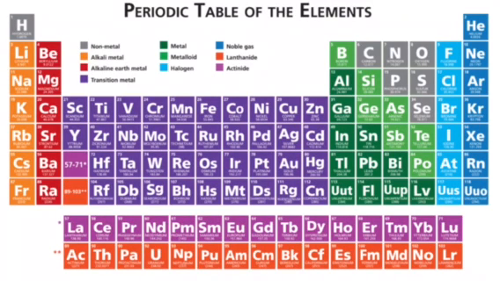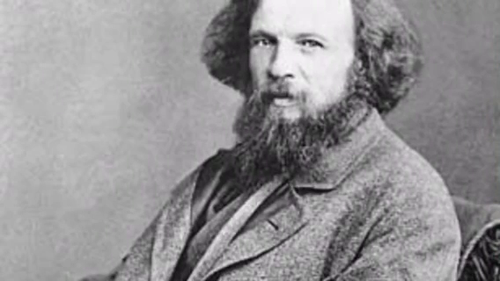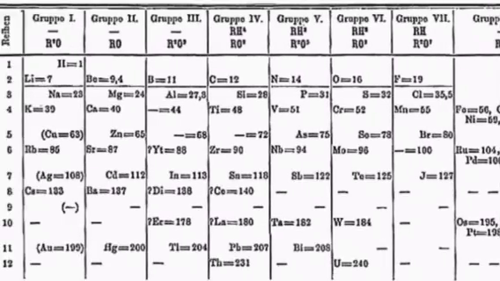So today we're going to be talking about the periodic table. In 1869, Russian chemist Dmitry Mendeleev began the development of the periodic table. He predicted the discovery of other elements and left blank spaces open for them.